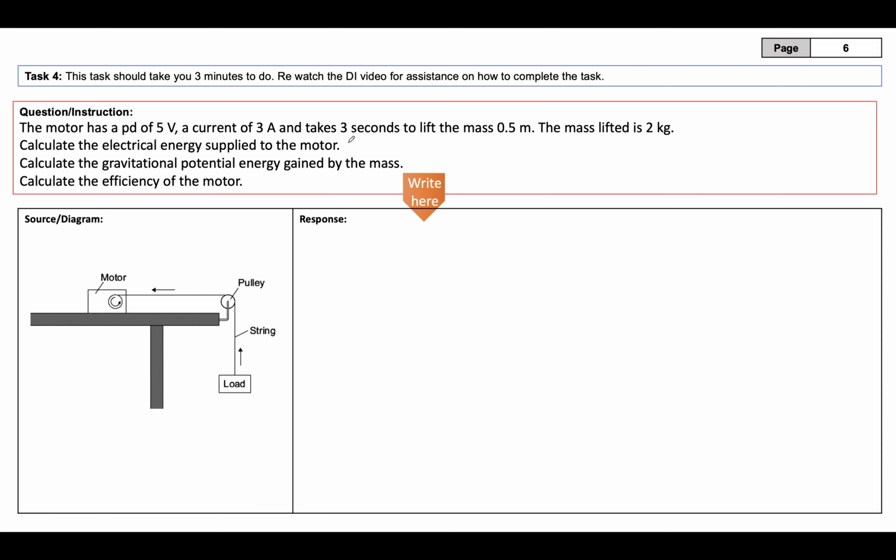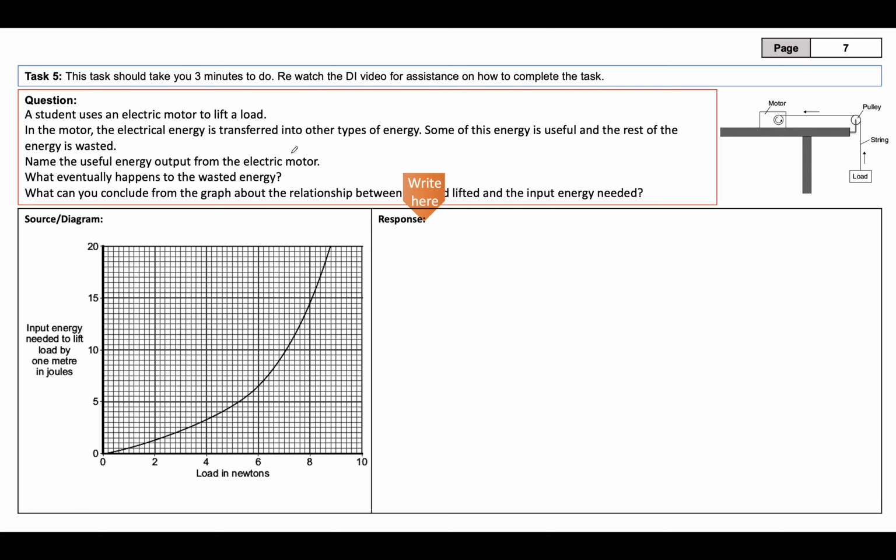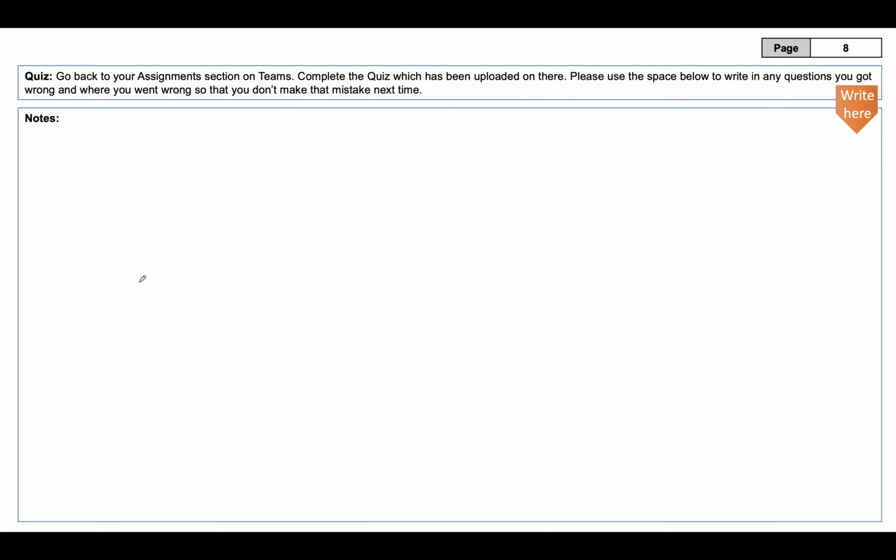So to do the electrical energy, you're going to use the equation IVT. To do potential energy, it's mass times gravity times change in height. And then the efficiency will be the potential energy divided by the electrical energy. And there we go. So use the direct instruction to help you with this one. And lastly, it's an interpretation of the pattern here. So read through the instructions here, the question here, and then use this graph to help you answer it. Okay, thank you very much.